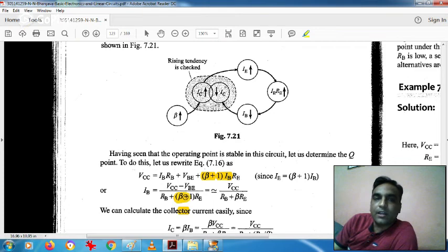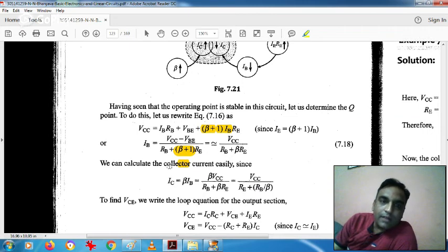Why has (beta plus 1) RE come? Because this current is (beta plus 1) times IB, and this is the resistor RE, so that term is added to RB. Now if we neglect VB, then the IB equation is VCC divided by RB plus beta RE.